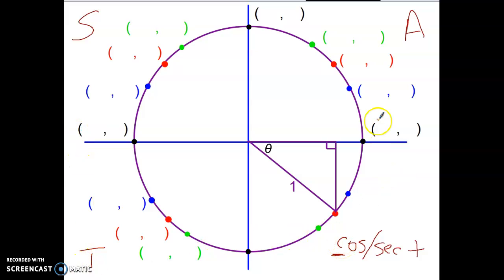Okay, so when we come into class, we're going to fill in all these point values, and you're going to see how this all students take calculus is important as we fill in the values for sine and cosine and tangent all the way around the unit circle.